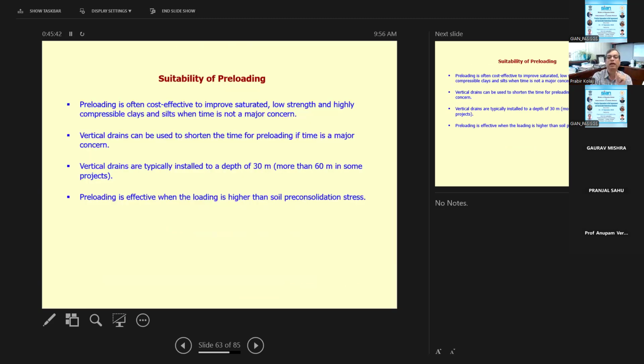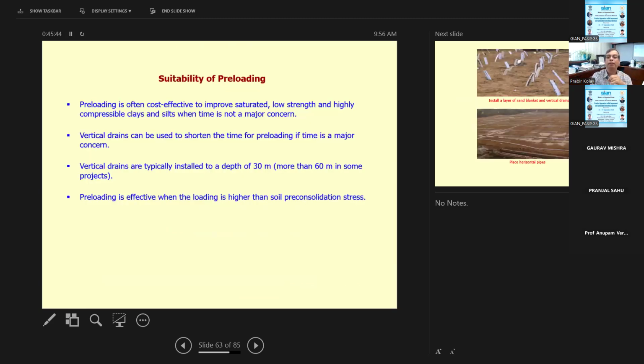This is again the suitability of preloading. It depends on cost effectiveness. I mean, depending on situations. So vertical drains can be used to shorten the preloading time. Again, typically installed to a depth of 30 meters, and in some projects more than 60 meters. Preloading is effective when the loading is higher than the soil pre-consolidation stress. So again, as I mentioned, sometimes the soil is so soft that it cannot take even the preload. Okay.